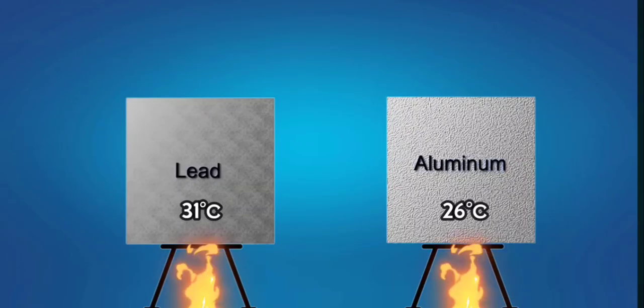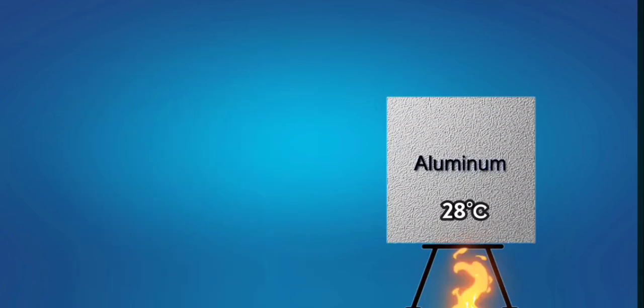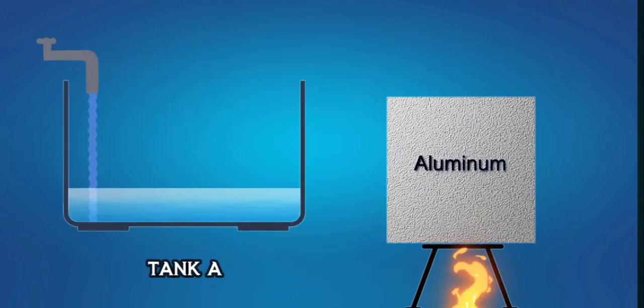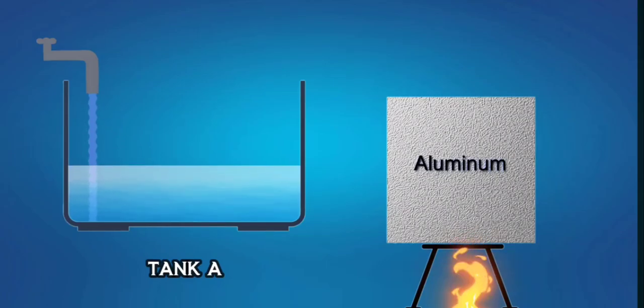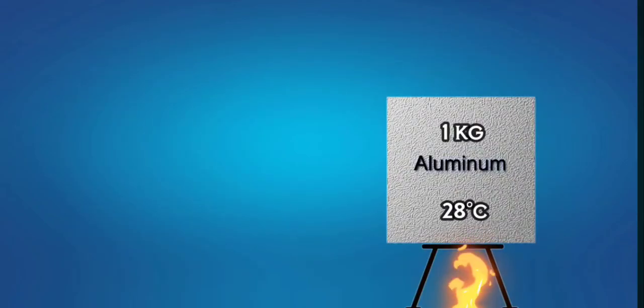Similarly, for each temperature increase, the aluminum material will take more time, while the lead material's temperature will increase in less time. The aluminum material is like Tank A, it absorbs a lot of heat to increase its temperature by 1 degree Celsius. The lead material is like Tank B, it increases its temperature by 1 degree Celsius with less heat.